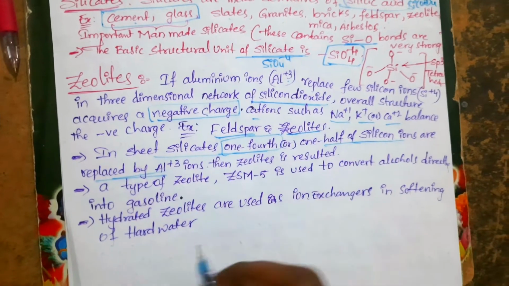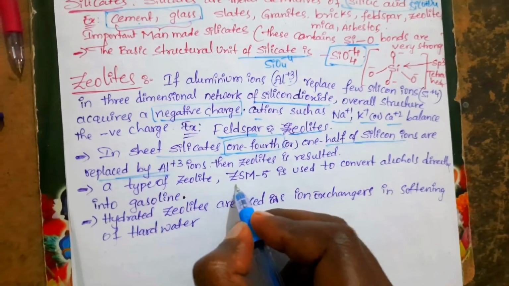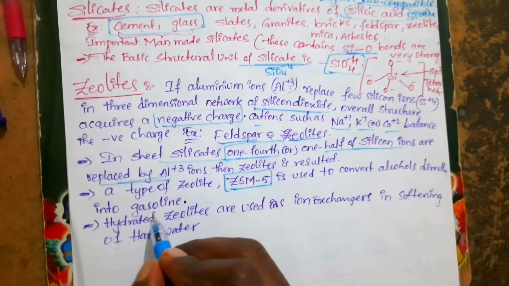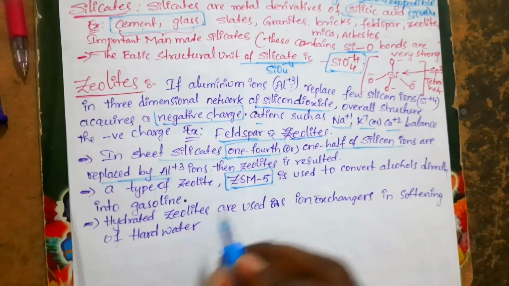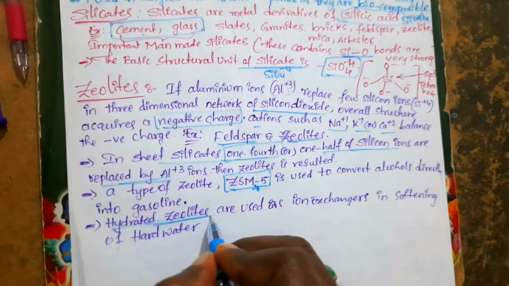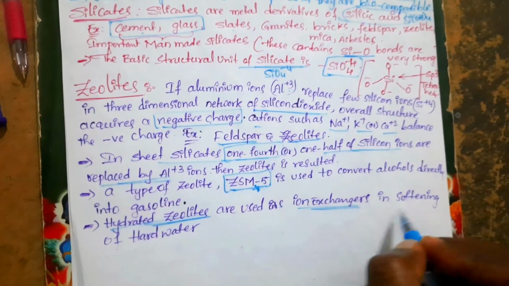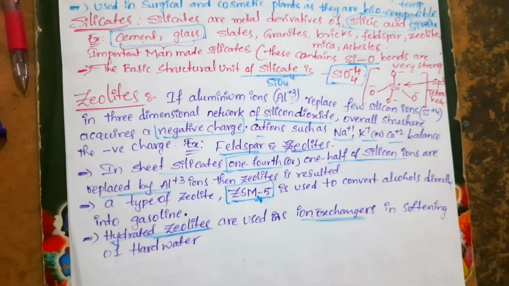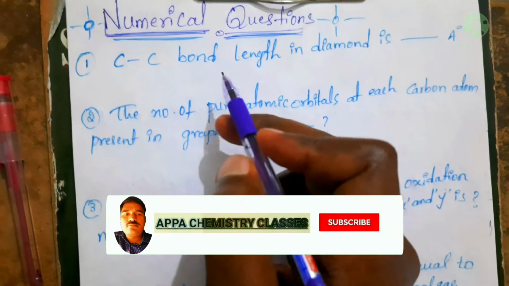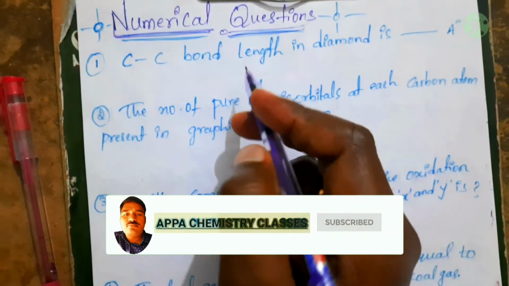Then zeolites are resulted. The type of zeolite will be ZSM5, which is used to convert alcohol directly into gasoline. That is the important zeolite. Hydrated zeolites are also used as ion exchangers in softening of hard water. Okay now, next we are going to see the most important numerical questions.